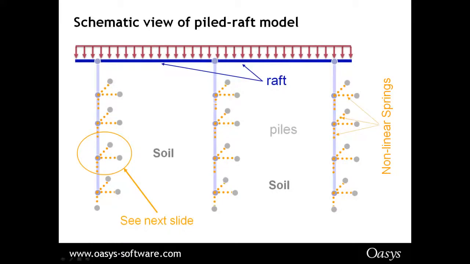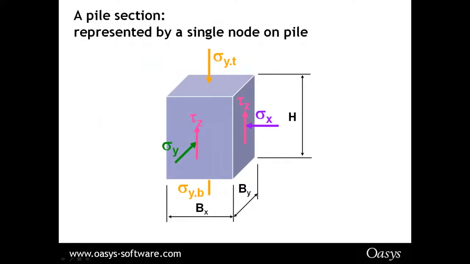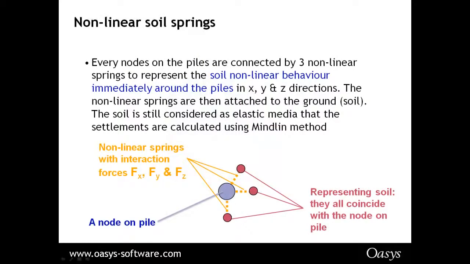I mentioned springs. Now, in the model underneath the raft, you will have a number of vertical springs, and on the piles, whilst it just shows a single spring, you'll actually have multiple springs there, because whilst the raft only deals with vertical stiffness, the piles are dealing with multiple stiffness types: skin friction on the piles, lateral loading resistance, end bearings, and so on. So every node on the pile is connected by 3 non-linear springs to give these soil properties in the 3 directions.